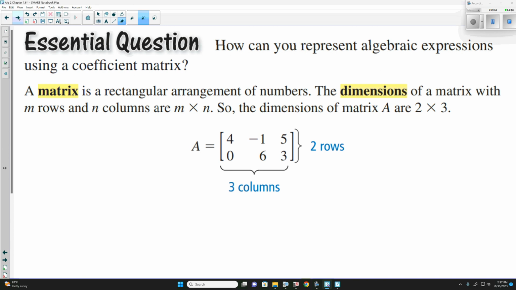Now the first part in this is talking about matrices. A matrix is a rectangular arrangement of numbers. It could be square, the number of rows and columns are the same, or it could be like this here. And our dimensions are rows by columns. So in this case here, we have 2 rows and 3 columns, so it's a 2 by 3. Questions on this so far?